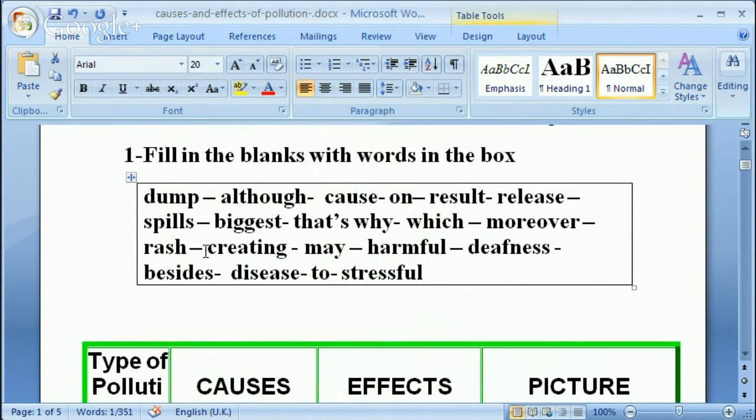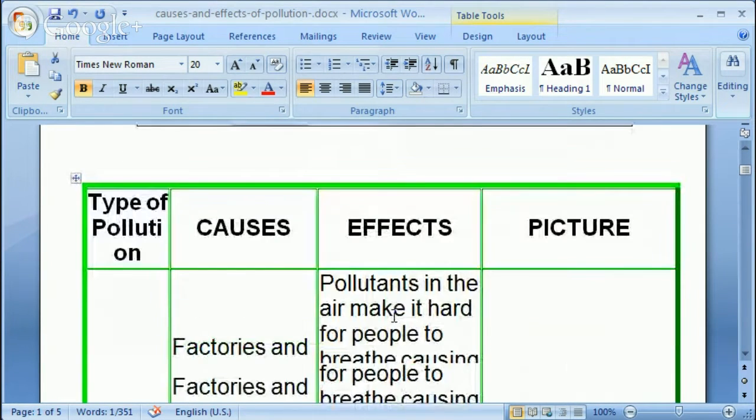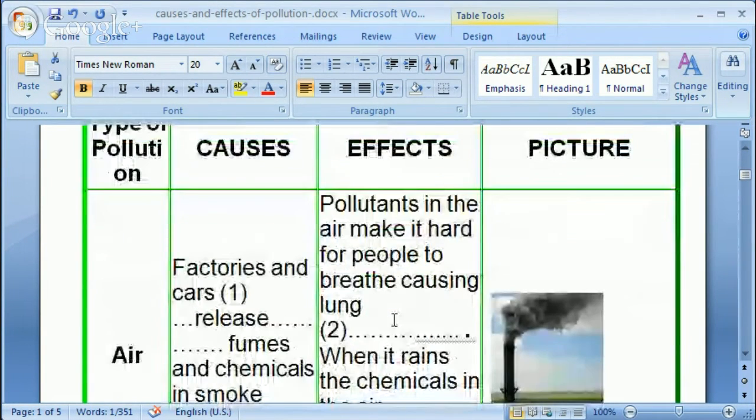Okay, looking for a noun. What would make any sense? A lung rash? Probably not. Lung deafness? No, my lungs are not deaf. Lung disease? Okay.